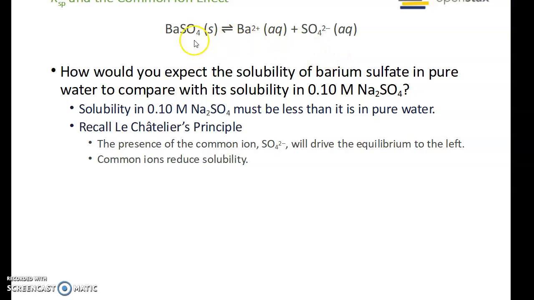That means that instead of just having 1-to-1, as you would expect from that prior equation, where this would be x and this would be x, this is x plus a bit more, isn't it? X plus this 0.1 molar. So by Le Chatelier's principle, having more of this common ion is going to drive this back in the other direction. So common ions reduce solubility.